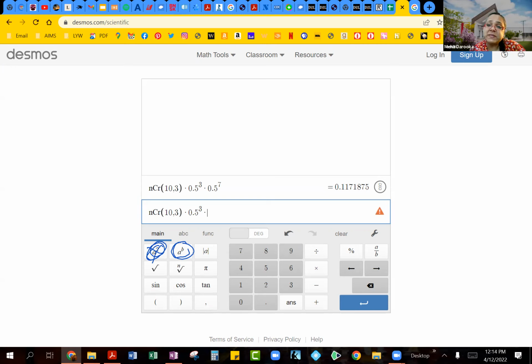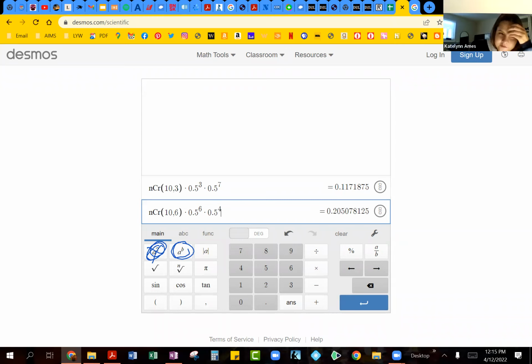This was 1 minus P, which would be, again, 1 minus 0.5, which is 0.5. Back to that A to the B key. So we get our exponent again, and this time it was 10 minus 3, which would be 7. Now, if your number of heads changes, let's say you have 6 heads, then this number here will change to a 6, which means 10 minus 6 will give you a 4. So that's how you will keep adjusting that.